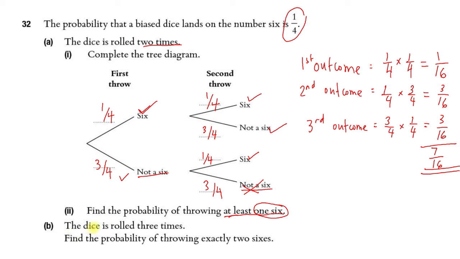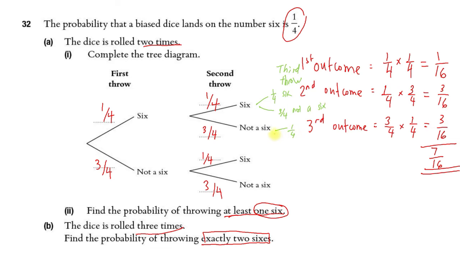Next, now the dice is rolled 3 times. Find the probability of throwing exactly 2 sixes. So what you can do is extend this tree diagram. Third throw, okay? 1/4, that's a 6, and maybe you don't get a 6. 3/4, not a 6, right? Here too, you get 2 possible outcomes. Here, 2 possible outcomes. And here also 2 possible outcomes. You either get a 6 or you don't get a 6.